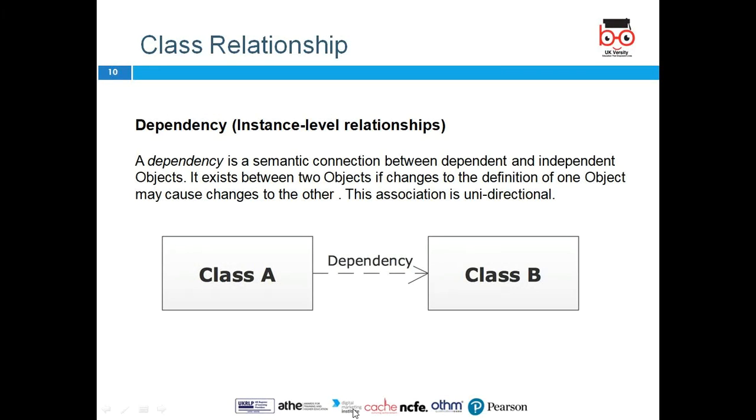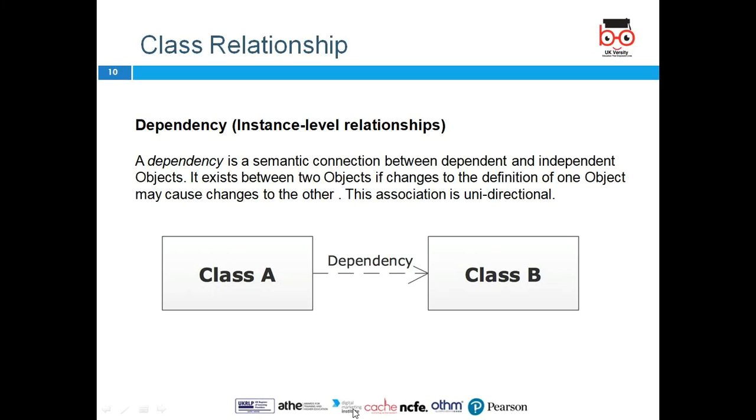So what would happen when you talk about a kind of relationship between two classes? What is called a dependency. You denote that dependency with a dotted line and this arrow.